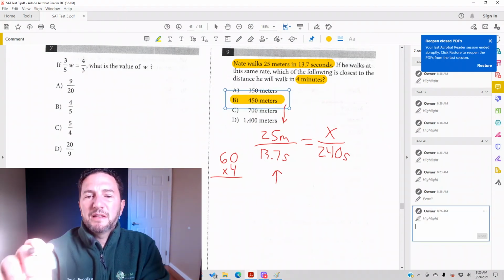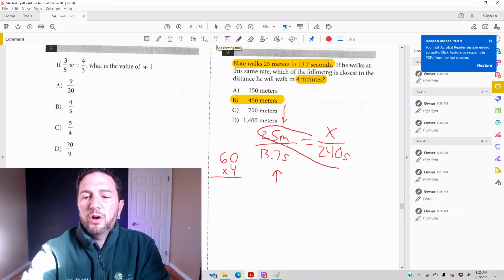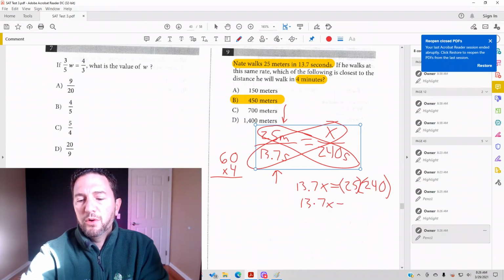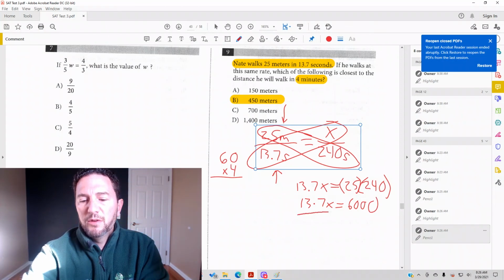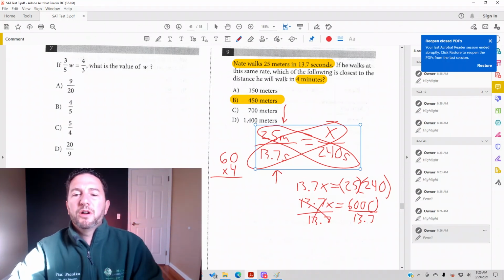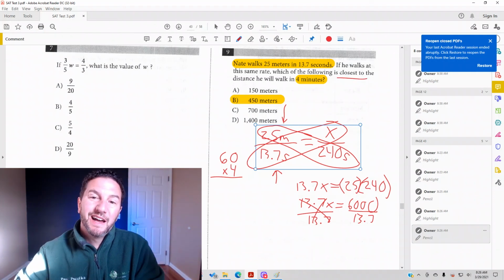Now you might have missed that setup. Remember, whenever we have fractions and we have a variable, we cross multiply and set equal. So what this would actually be is 13.7x equals 25 times 240. And what we just saw is when we multiply the 25 and the 240, we get 6,000. And then when you divide by 13.7, these cancel, and you get that x is about 450. Notice it says closest to, so don't think you made a mistake just because it's not exact.